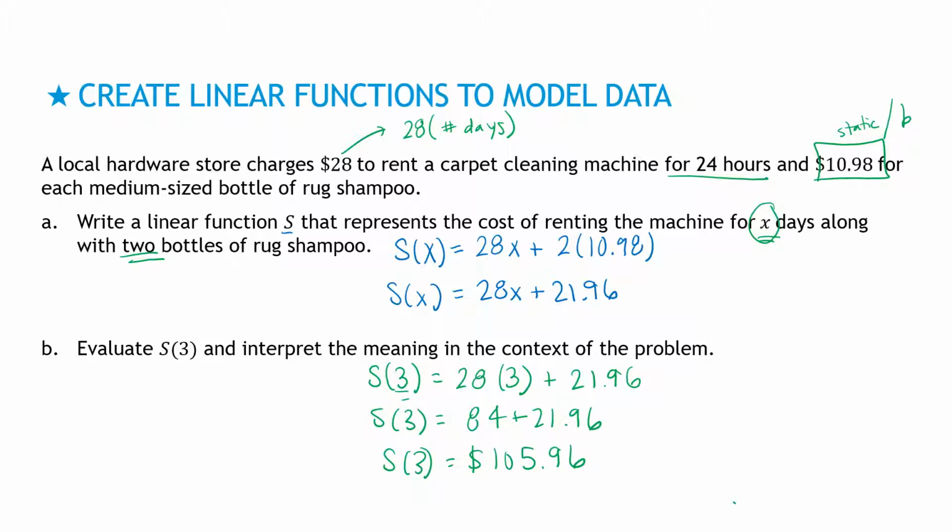What does that mean in the context of the problem? Well, I was plugging in 3 for x, and x is the number of days, and 105.96 was S of x, which represents the cost. So that means if I rent the machine for 3 days using 2 bottles of rug shampoo, my total cost is $105.96.